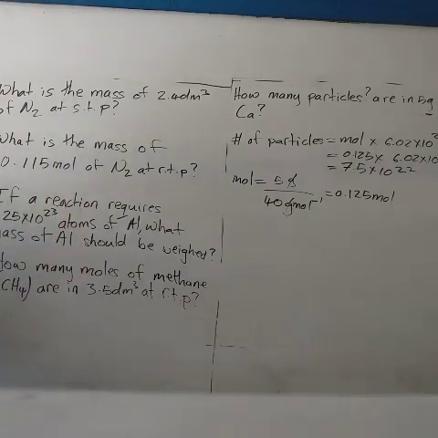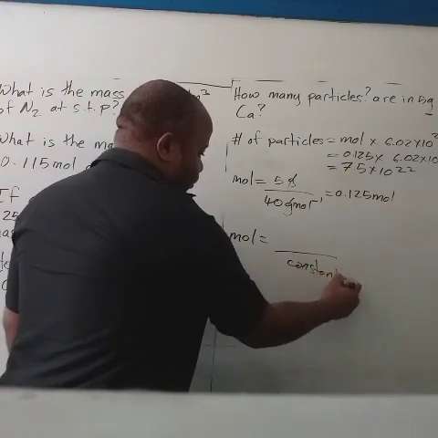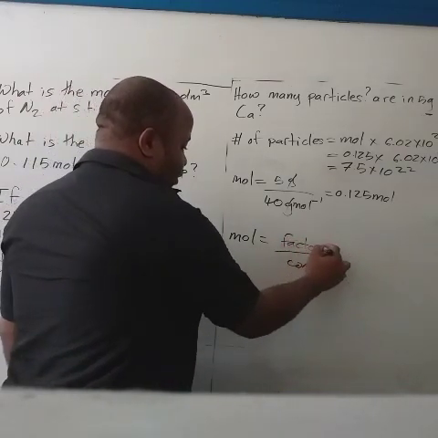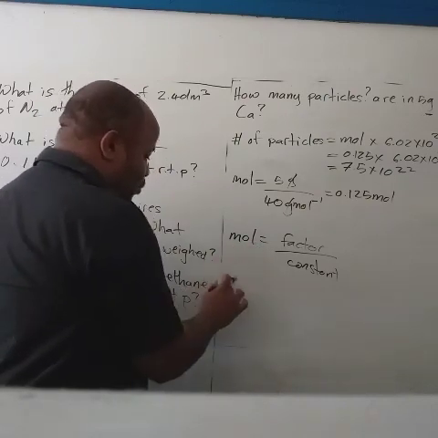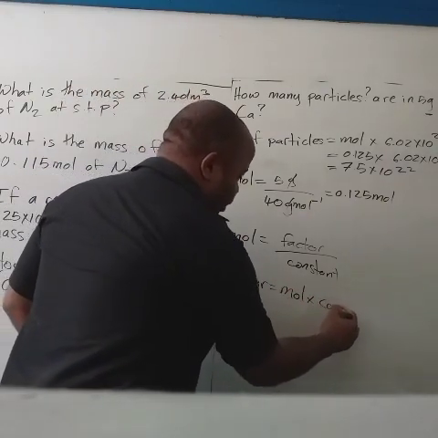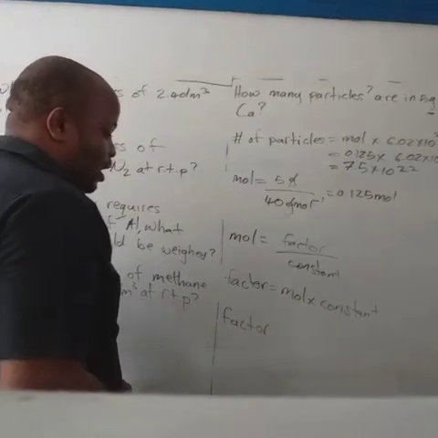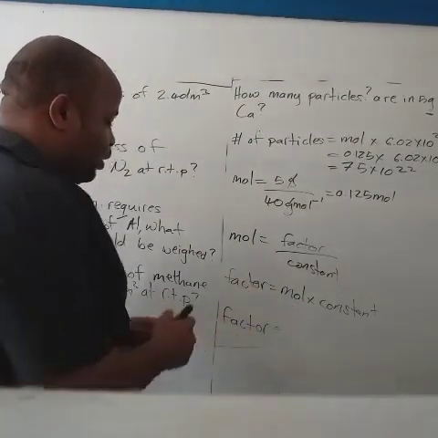So this is the end for part 1 of the mole concept. Remember, you will either be finding moles or factors. If you're asked to find the moles, you will always divide by your constant. Whatever the constant is, you will divide by it. And you must be given a factor. If you are given the moles and asked to find the factor, you must multiply mole times the constant. However, if you are given a factor and you want to find a next factor, you will multiply mole by constant. But first, you will have to do this.